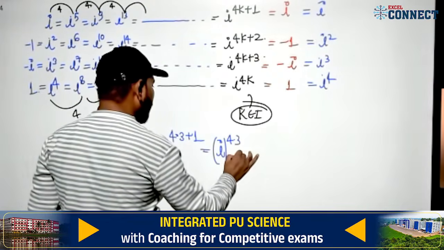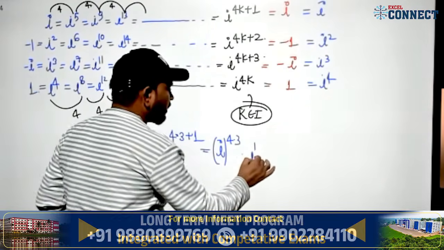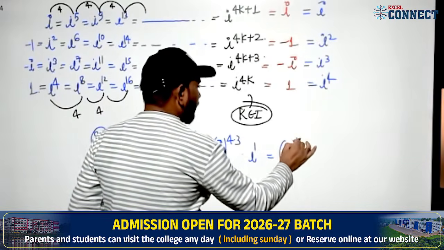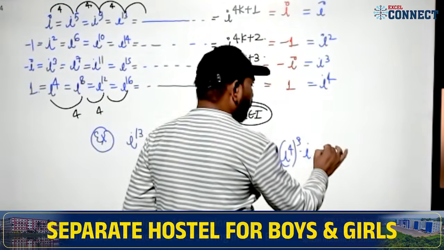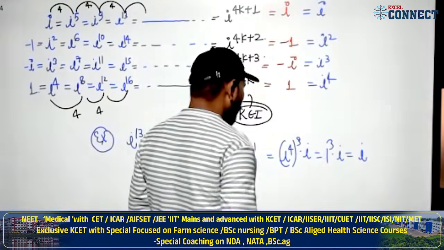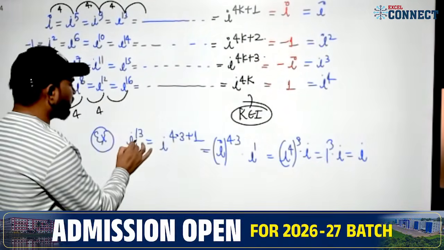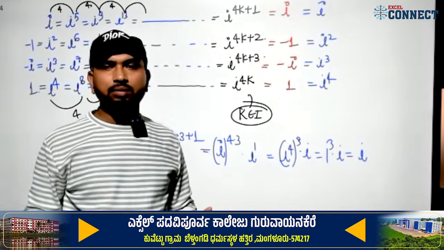And then I can write i to the power 1. I can say iota power 4 is 1, so this is power 3. Iota power 4 is 1, so 1 cube into i, which is only and only i. You do not need to solve it so lengthily. What you need to think is: okay, 13, I will divide by 4, and whatever remainder remains, I will write that.